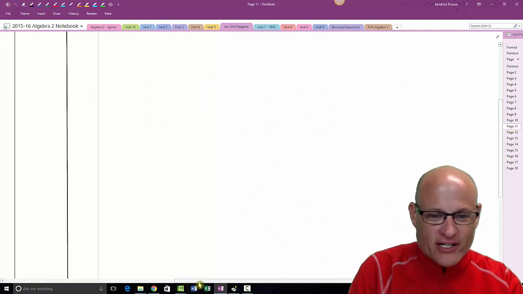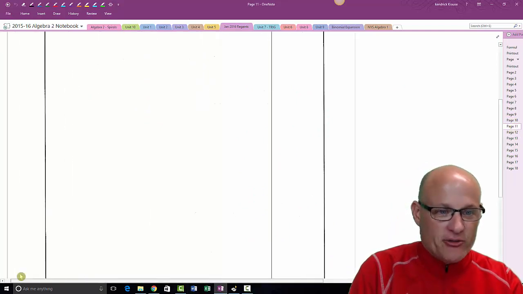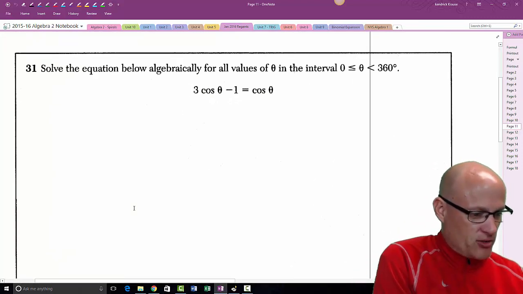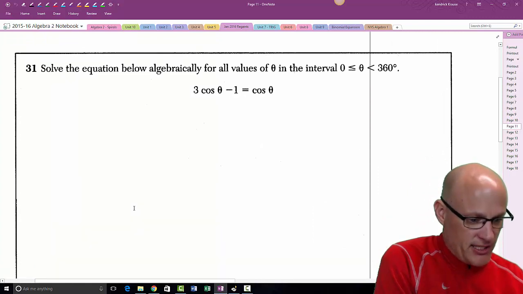Oh my God, I love trig equations. How do you like trig equations? All right, so let's see what we got. Again, got to come back over here, check my answer key out.